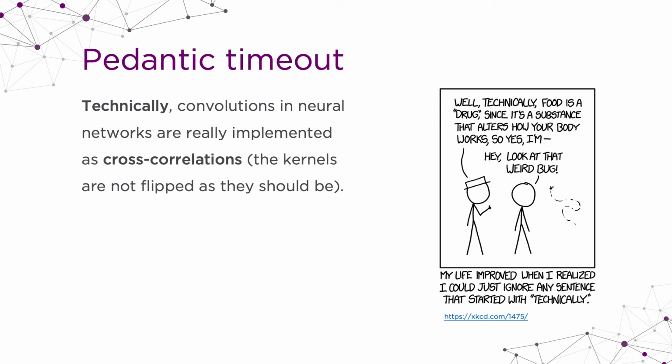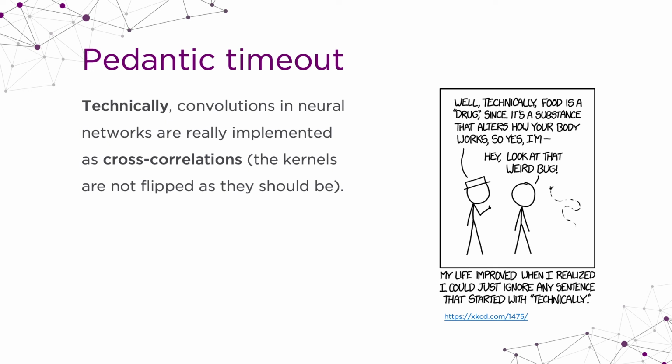So I want to take a quick pedantic timeout. We call them convolutional neural networks. For those of you who are very astute, you might have said, well, technically that's not a convolution, because if you look at the mathematical definition, you have to flip the kernel. Those of you with a signal processing background, you are absolutely right. Technically, we are implementing the cross-correlation, but we call them convolutions.